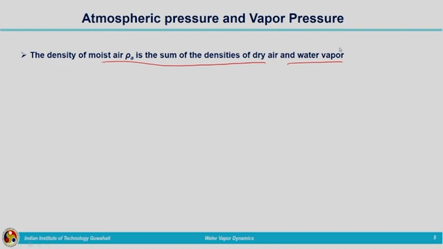So, that can be written in mathematical form like this: density of moist air rho A is equal to rho d plus rho v. Rho d is the density of dry air and rho v is the density of water vapor.